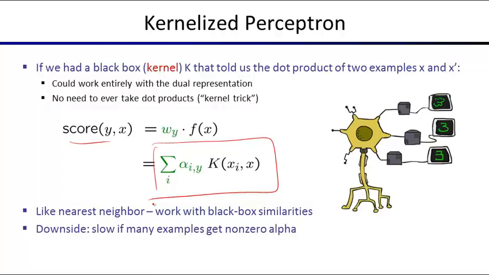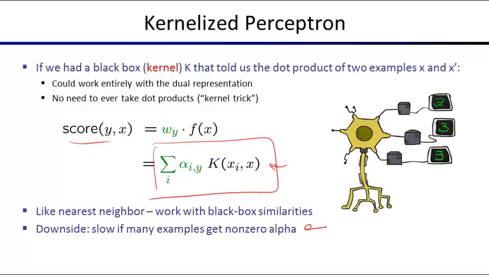What's the downside of this dual space? The big downside is that if you have a lot of training examples with a non-zero alpha, then those are all the ones you have to consider. In this summation here, whenever alpha_i y_i is non-zero, you have to compute a similarity, and that contributes to your computation. So that's the downside compared to the primal perceptron.